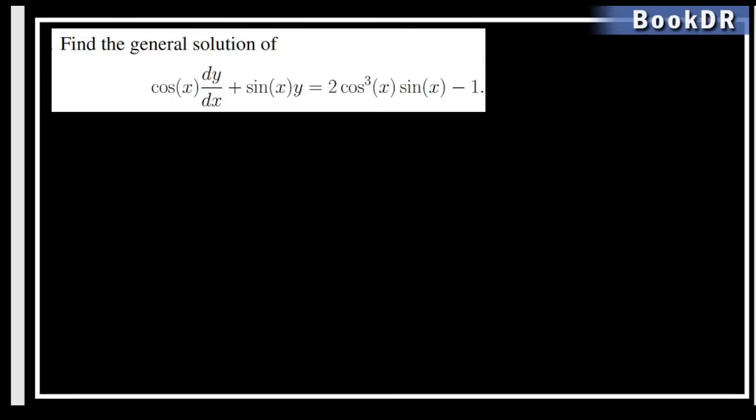We are to find a general solution of the differential equation cos x dy/dx + sin x y = 2 cos³x sin x − 1.